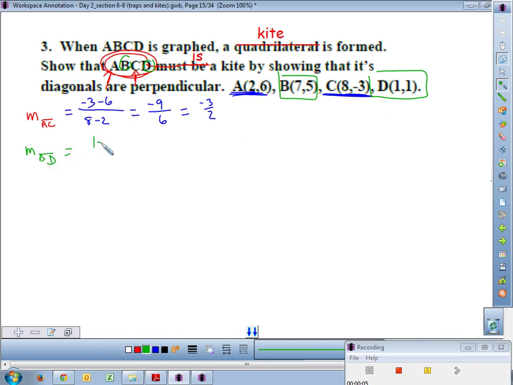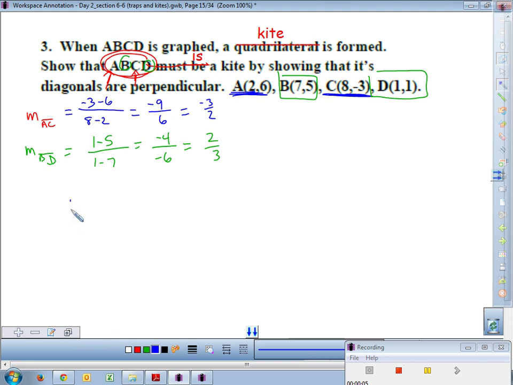Y2 minus Y1 over X2 minus X1. I missed that, my bad. 1 minus 7. Make sure you get the right points. And then you'll get -4 over -6, which a negative over negative is a positive 2/3. So, booyah, now let's answer the question.